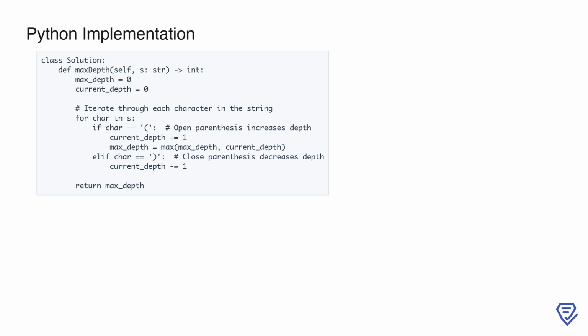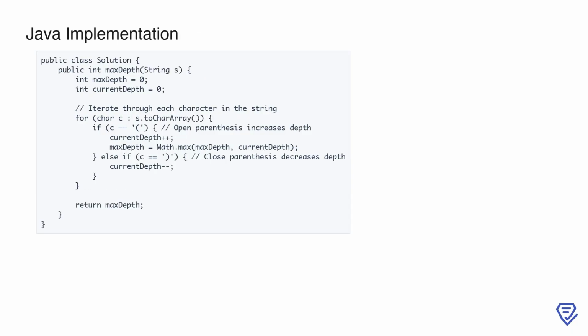This solution operates with a time complexity of O(n), where n is the length of the string s, as it processes each character exactly once. The space complexity is O(1), because no additional data structures are used, and the depth is tracked using simple variables. The implementation is concise, efficient, and handles all valid inputs as specified in the problem constraints.